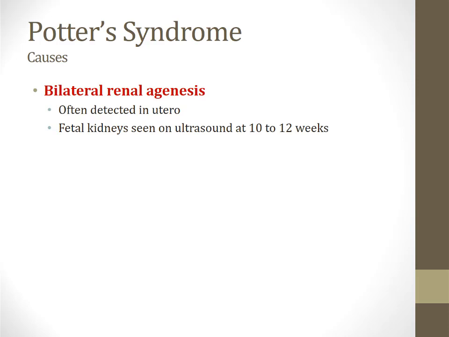The first one I already mentioned earlier is bilateral renal agenesis. If that ureteric bud does not form on both sides of the body, then the kidneys won't form. This is often detected in utero. The kidneys will not be seen on ultrasound. They're normally visible by 10 to 12 weeks, and these babies usually don't survive because there's no amniotic fluid.